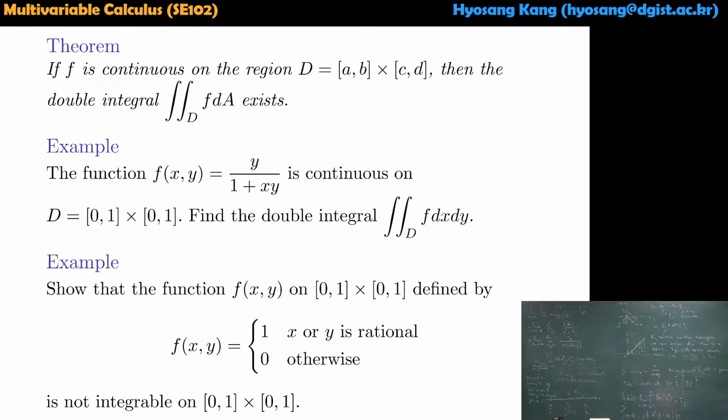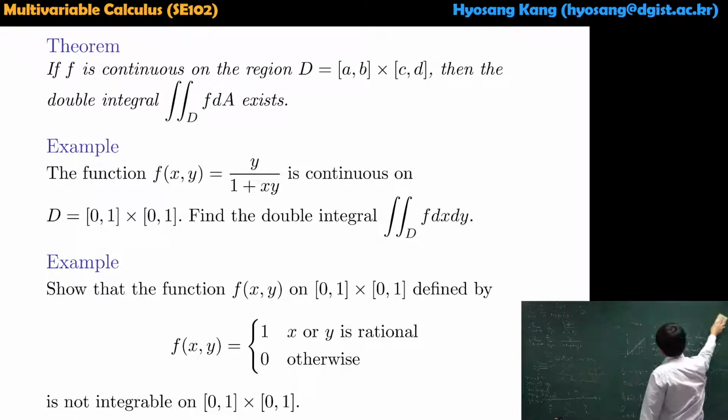So this is not integrable, which means that we don't have a limit. The limit can be one thing, and there are two limits depending on the choice of subintervals and xi's and yj's. Okay, so let me explain that. That's a very typical example to show that not every function is integrable on the region.